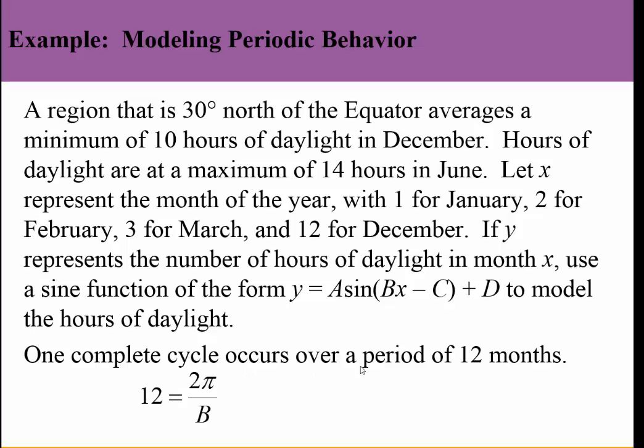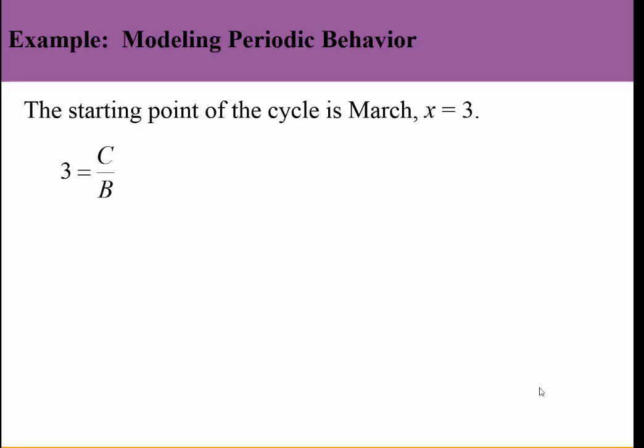One complete cycle occurs over a period of 12 months. So we're going to say the period, 12, equals 2 pi over b. That will give us this b number. So multiplying both sides by b to eliminate the fraction, 12b equals 2 pi. Divide both sides by 12 and b will be pi over 6.